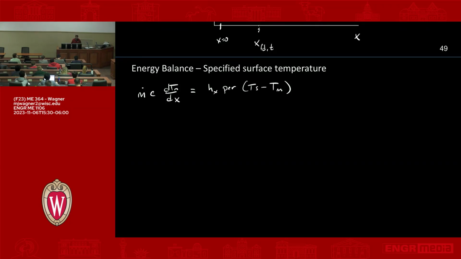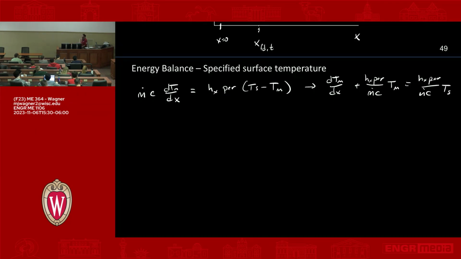Okay, so if we start from this point, we're going to walk through this and solve this ODE. This is an ODE in terms of Tm. First step, let's rearrange things and write it in standard form. So we have dTm/dx plus h_x perimeter over m dot c times Tm is equal to h_x perimeter over m dot c times Ts.